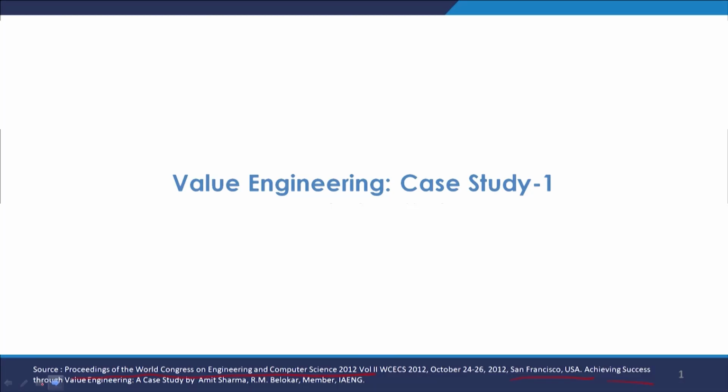So, along similar lines, today we are going to take an example of a medical instrument, and the case study is taken from an article which was published in the Proceedings of the World Congress on Engineering and Computer Science at San Francisco, USA. The case study is Achieving Success Through Value Engineering. It is based on a study conducted by Mr. Amit Sharma and Professor Bilokar, who is a member of IAENG.